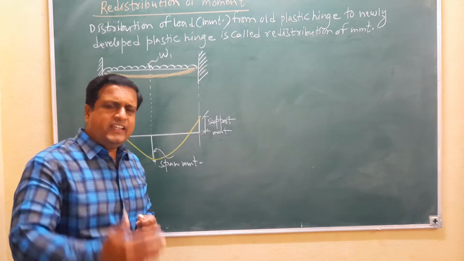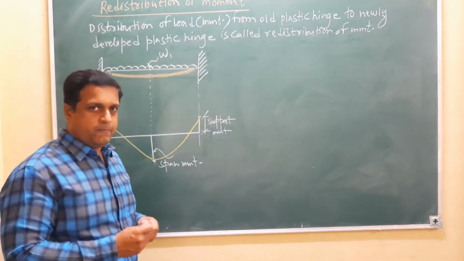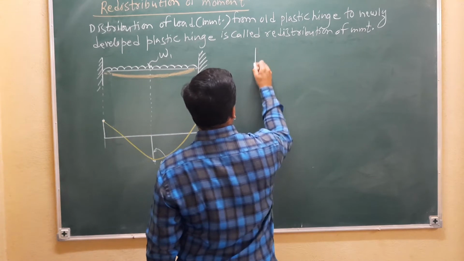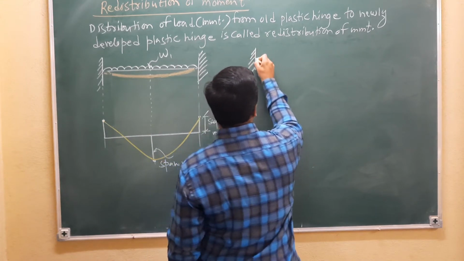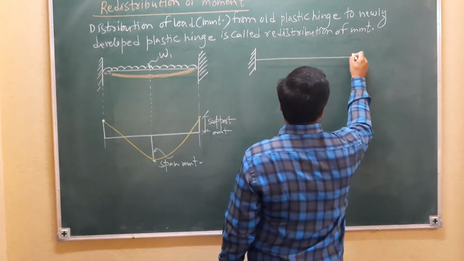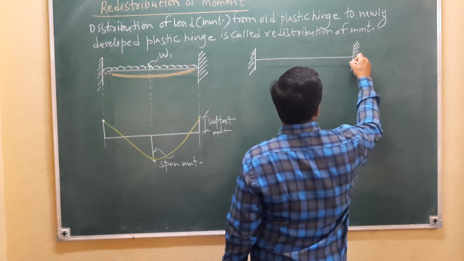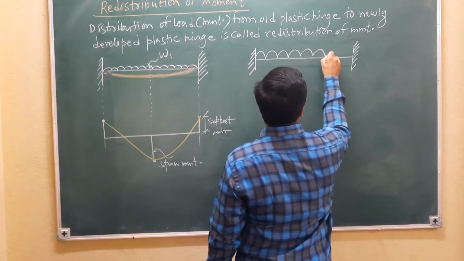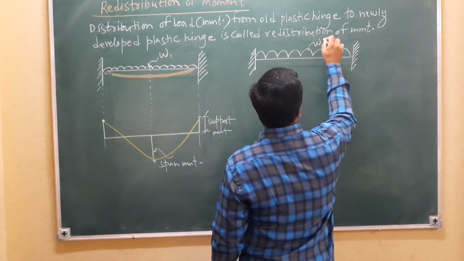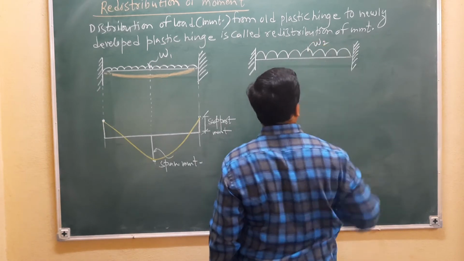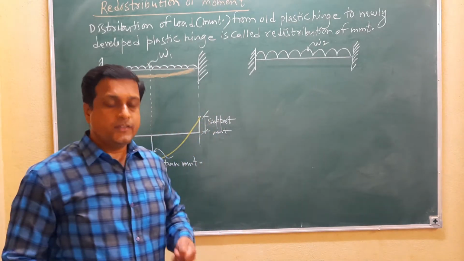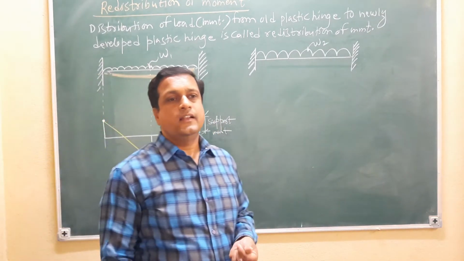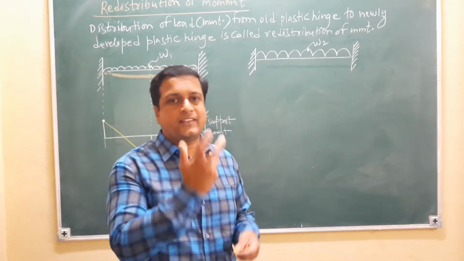Now, if you increase the load on the fixed beam, I want to draw another diagram here. If you increase the load on the fixed beam to W2, now the beam wants to fail by developing cracks.